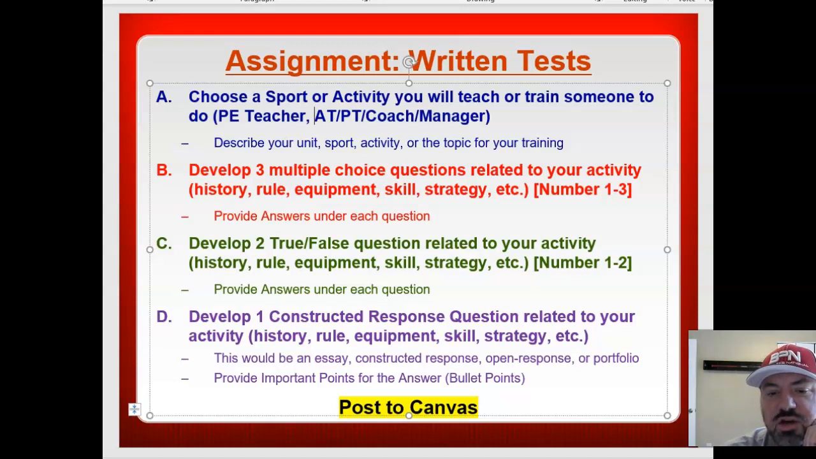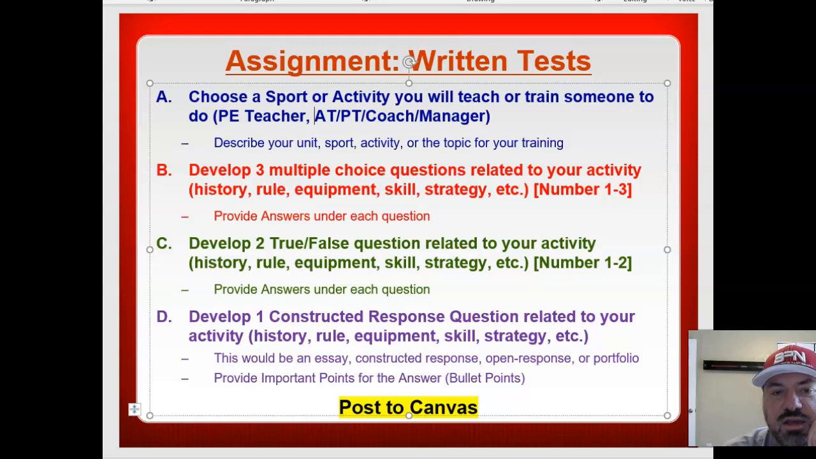Number C, we're going to work on our true-false questions. So develop 2 true-false questions. I want one of them to be true, one of them to be false. Have these directly related to your A. I want you to number them 1 and 2, write the full question out, and then tell me either true or false. Like I said, I would like one of each.